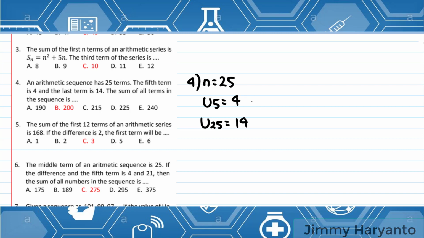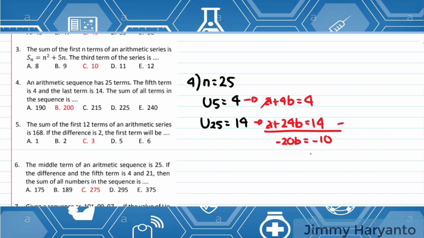Okay, and then for this one, I can say a plus 4b equals 4, using the formula. The formula is a plus (n minus 1) times b. n is 5. And then for this one, I will get a plus (n minus 1), 25 minus 1 is 24, b equals 14. And then I can eliminate them because the a is already the same. Minus, it will be negative 20b equals negative 10. So b equals half.